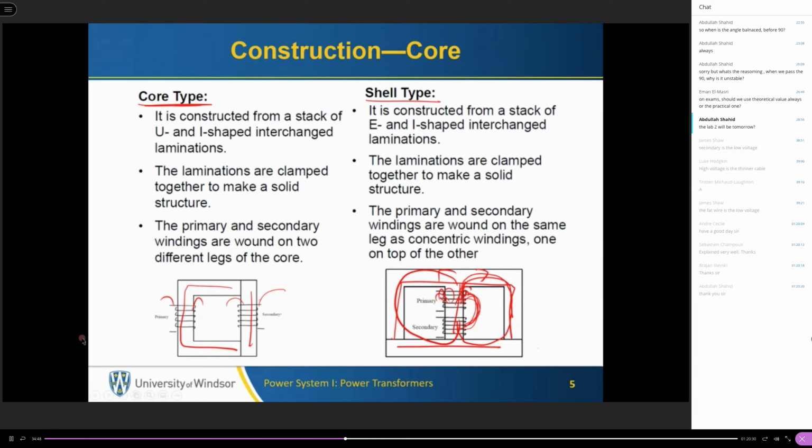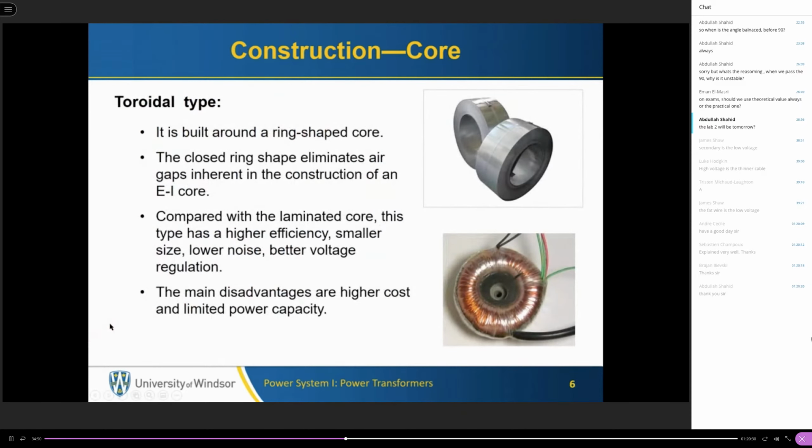So this is more efficient. We have another structure called toroidal type. This is the most efficient core. As you can see, it is built around a ring-shaped core. So this is the core. It is like a ring, and then you coil the primary, and then on top of the primary you coil the secondary, as you can see here.